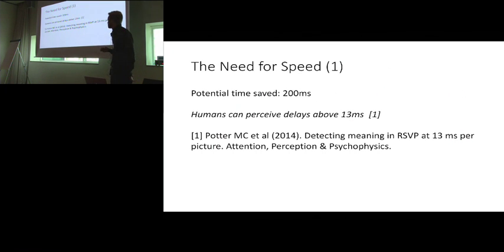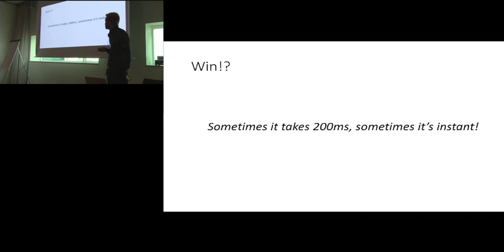And this is good. So the potential time you can save with one of these caches is like 200 milliseconds. And there's been research that suggests that people could actually perceive anything above 13 milliseconds. There's also been research that it actually affects productivity if there's like a 200 millisecond delay. It's been suggested that this 13 millisecond is actually relevant for that as well. So we can save this 200 milliseconds. That's great. I mean, sometimes it takes 200 and sometimes it's instant.